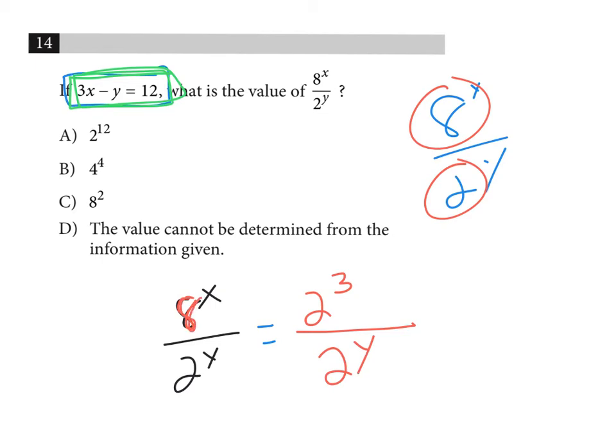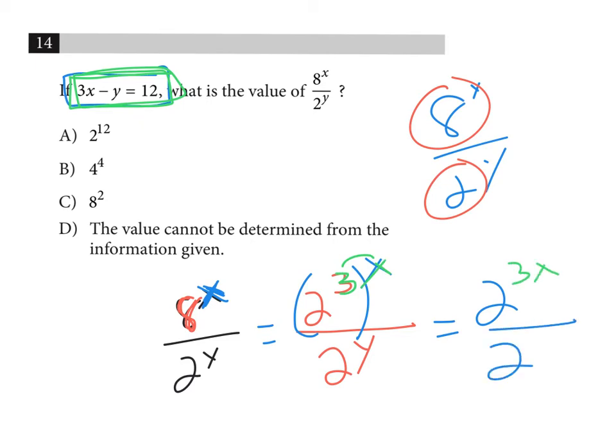8 is the same as 2 to the third. So I have to basically take 2 to the third and raise it to the x power, because up top I have 8 to the x power, and 8 is 2 to the third. So here I'm going to have 2, and then the rule is when you have a power raised to a power, 2 to the third to the x power, you multiply. On the bottom is going to stay as is, so 2 to the y power.